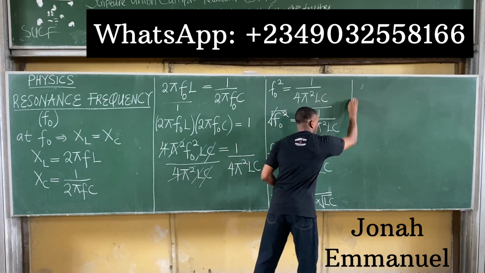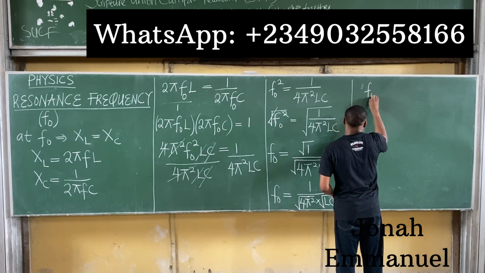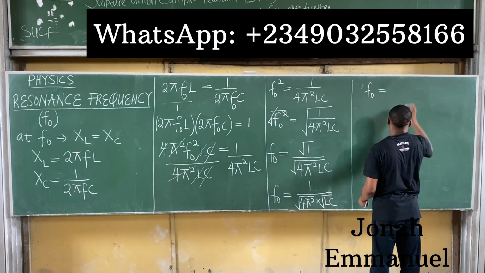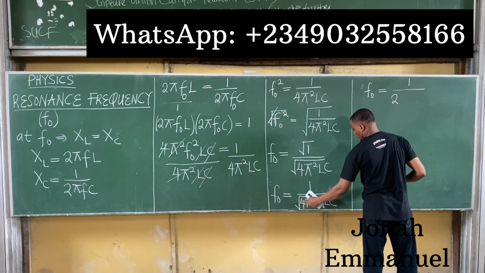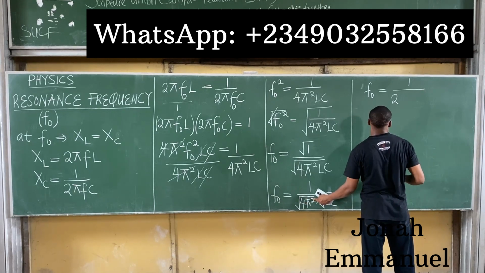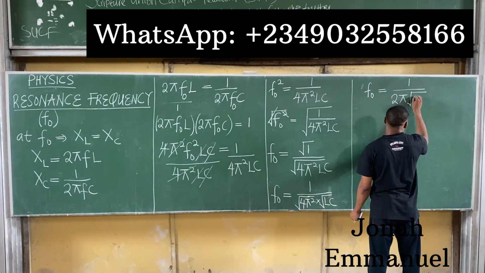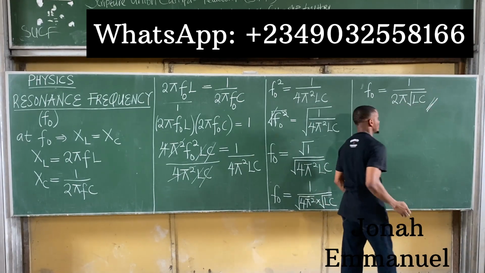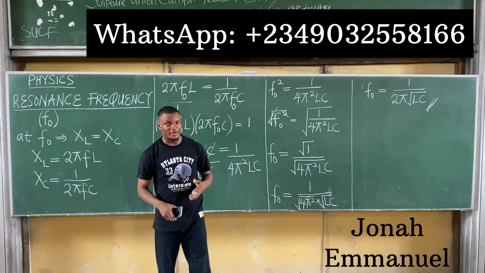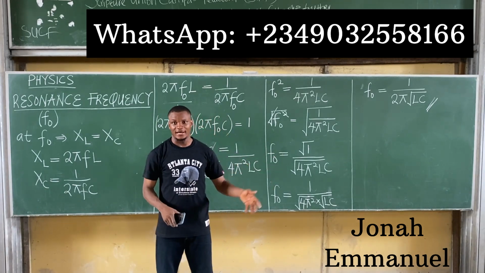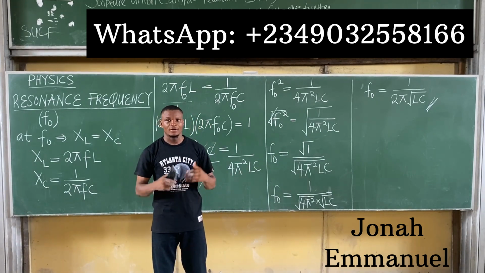So from here, if I proceed with my solving, I'll have that resonance frequency f naught is equal to 1 all over root 4, which is 2, root pi squared, because the square root will cancel the square. I'll be left with pi, then left with the square root of L times C, which is LC. So this now becomes the formula for calculating resonance frequency: 1 all over 2 pi root LC. All right, so let's see how we can apply this concept in solving problems.